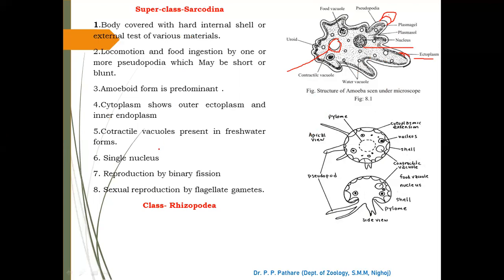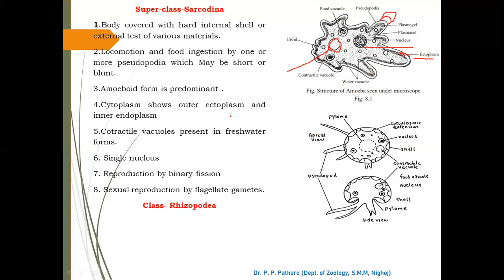This is a very important thing. Maximum number of the Sarcodians show binary fission, but some species of the Sarcodians have the ability to show the sexual type of reproduction. Flagellate gametes can be used for the sexual reproduction in this group of protozoans.